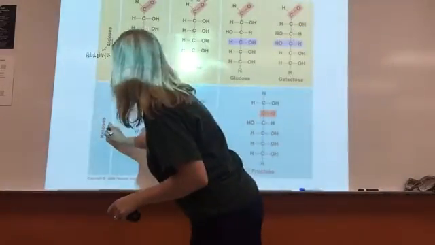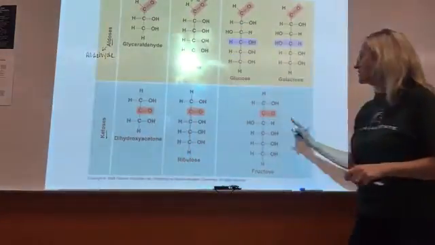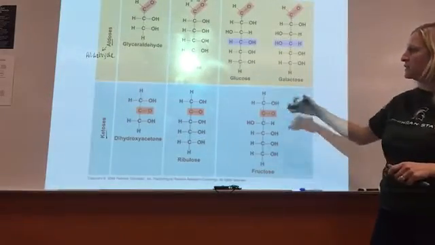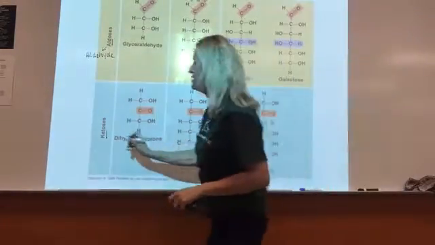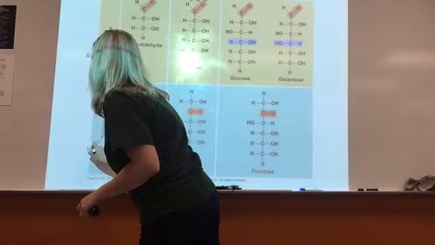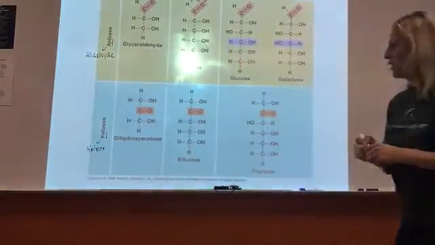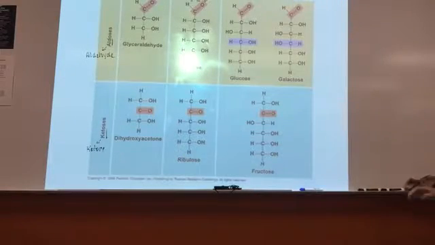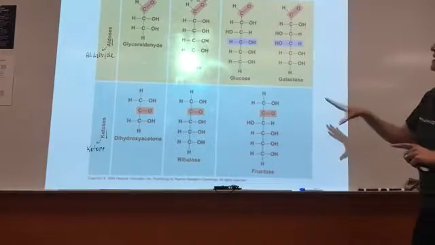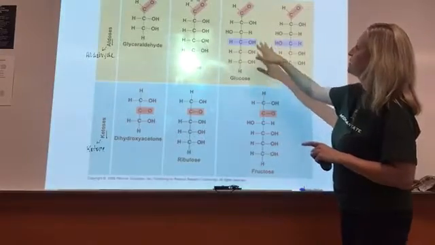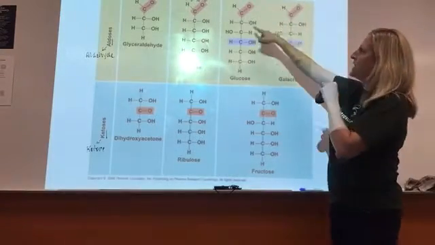And then ketoses here, these guys, their double bonded oxygen is somewhere in the center of the molecule, not at the end, and this is referring to them being ketones. That's why they're called that. All right, so these are different monosaccharides.